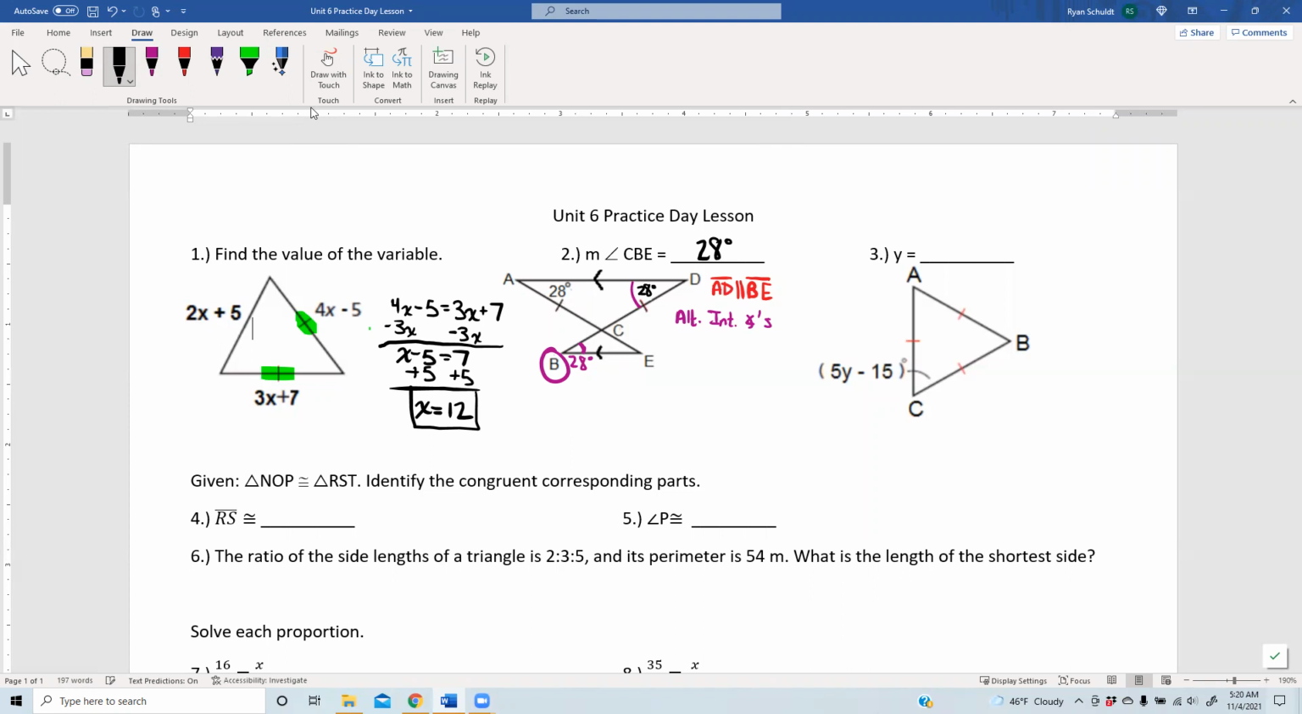Okay, number 3. They want us to solve for y. Well, if we look, all of the sides are the same. If all the sides are the same, that means all the angles have to be the same. So angle C has to be 60. They say angle C is 5y minus 15. So that means 5y minus 15 has to equal 60.